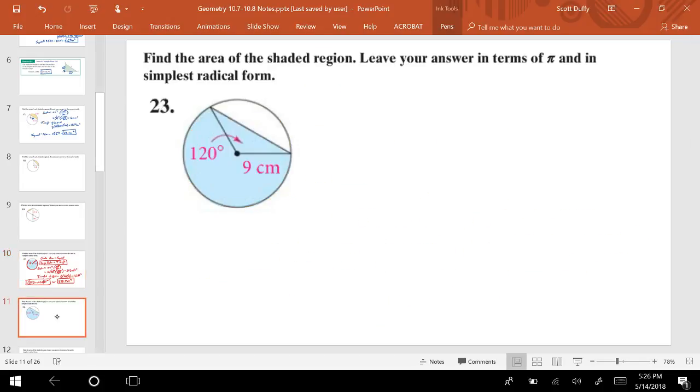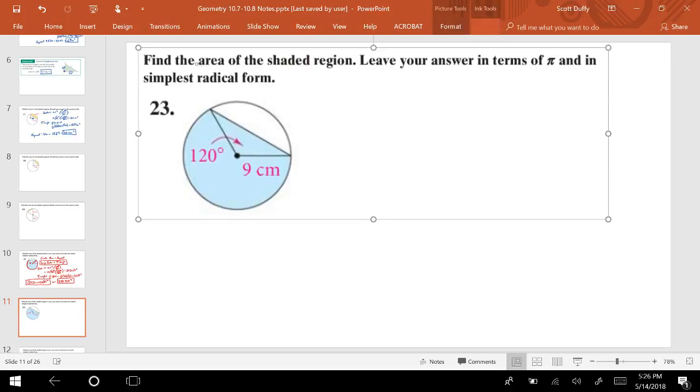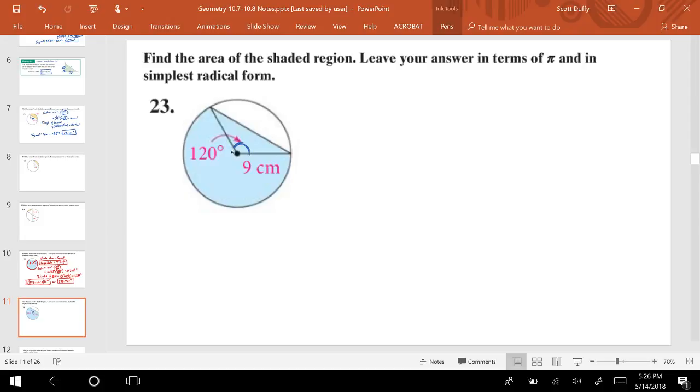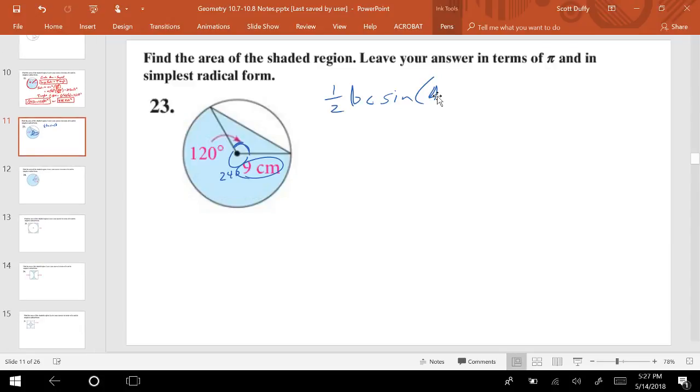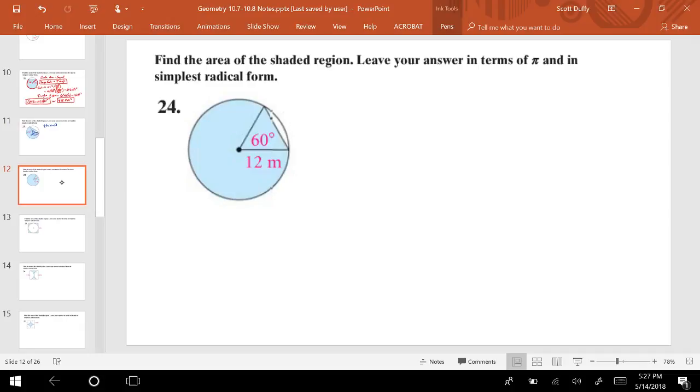Number 23 is done the same way. If you know that this arc, this angle is 120, the other side would be 360 minus 120, which is 240. You know you have a radius of 9, that helps. And then for the triangle area, you will have to use 1/2 times the two side lengths, which are 9 and 9, times the sine of your angle, which is 120. Next one, done the same way.